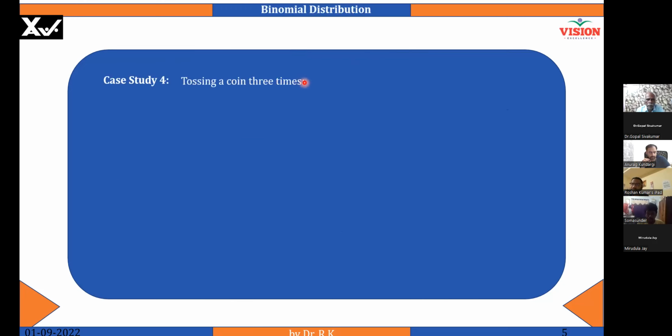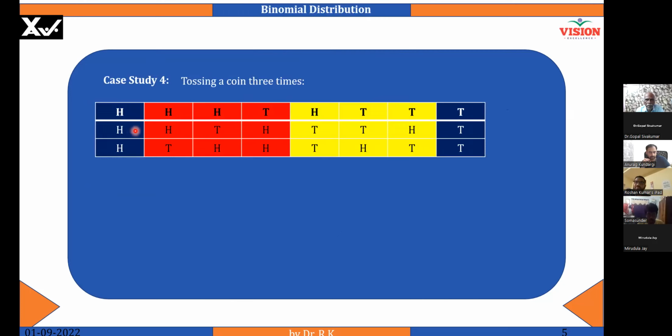Anyway, I'm tossing a coin 3 times. See here, all 3 times head, all 3 times tail. So either 2 times head and tail, or 2 times tail and head. Right? First time head, second time head, then tail. First time head, second time tail, then head. So all the possibilities are given here. So total is 8 outcomes.